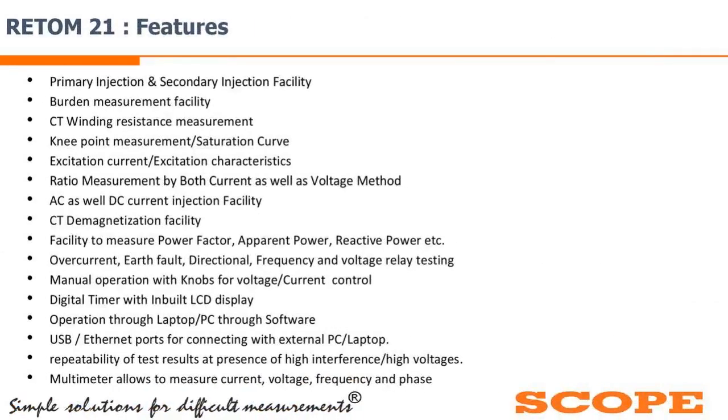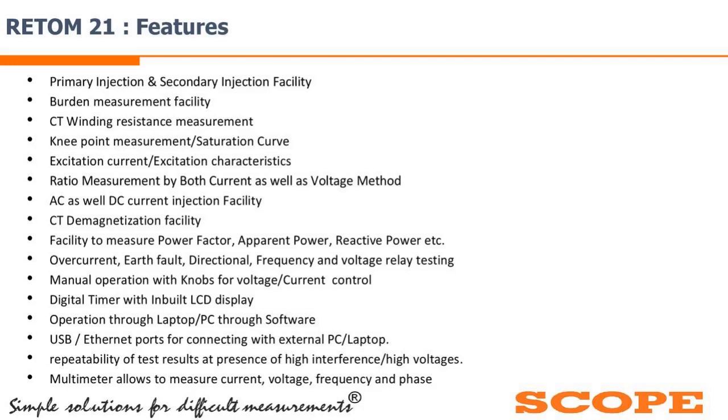So feature wise, the RETOM 21 has primary injection and secondary injection facility, then burden measurement facility, CT winding resistance measurement facility, and knee point measurement, or we can say saturation curve measurement facility. Excitation characteristics plotting facility we have provided. Then ratio measurement by both current as well as voltage method, then AC as well as DC current injection facility, then CT demagnetization facility.